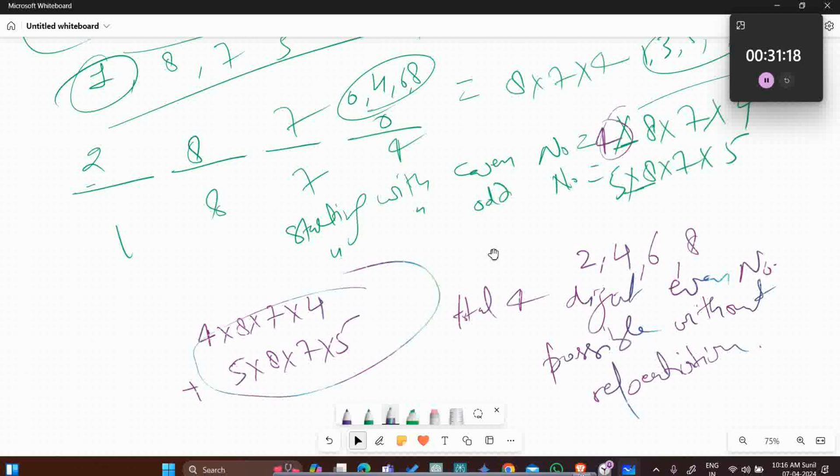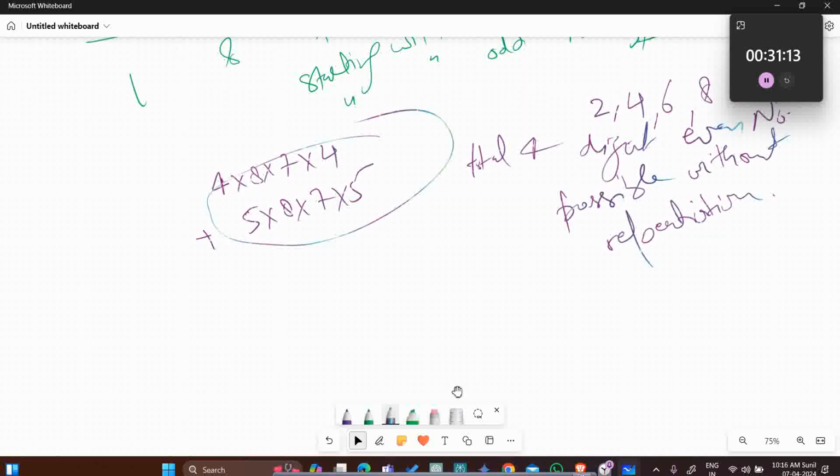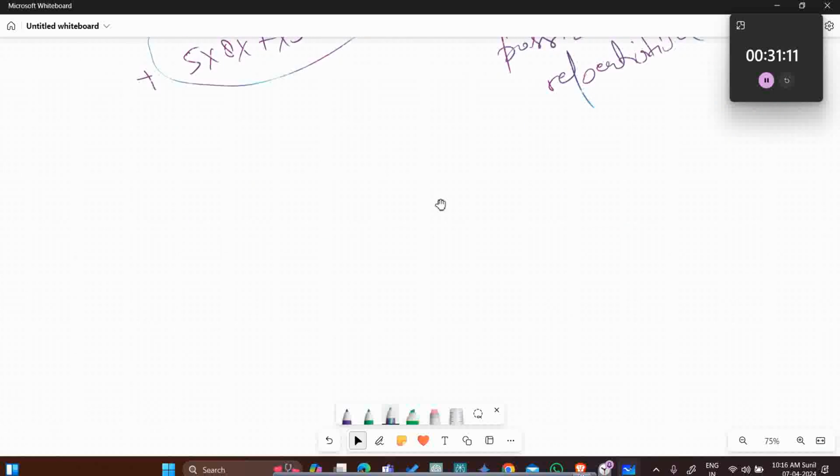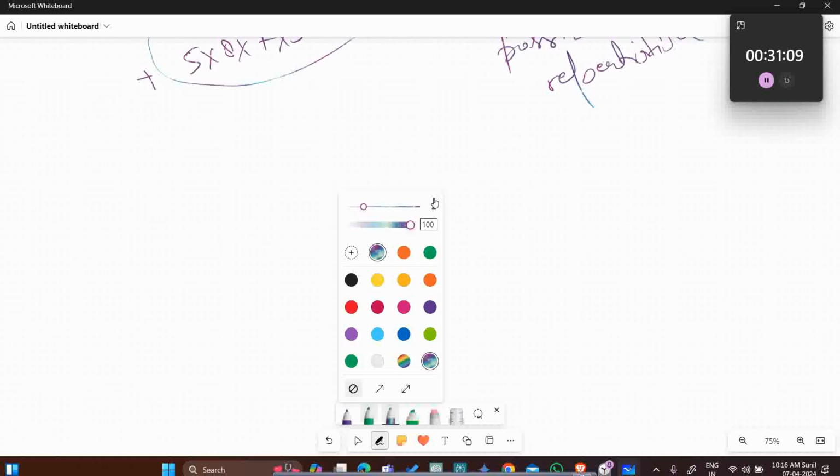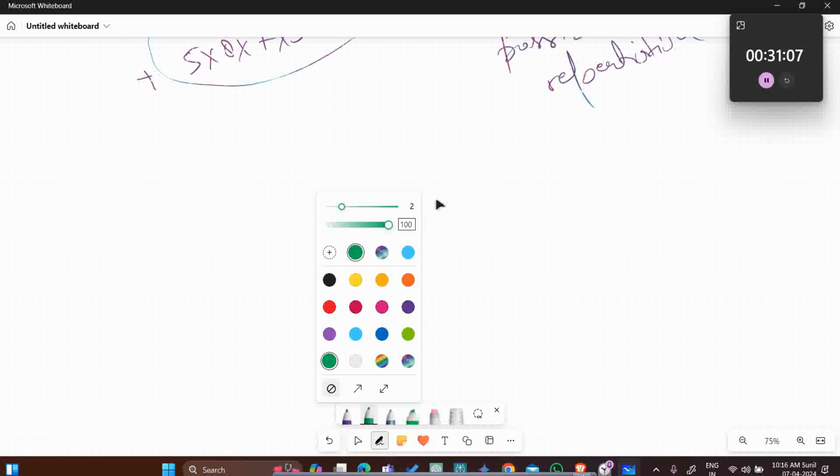For this question, we have a second method also here, guys. So let's discuss this second method also. Change the color for this only.